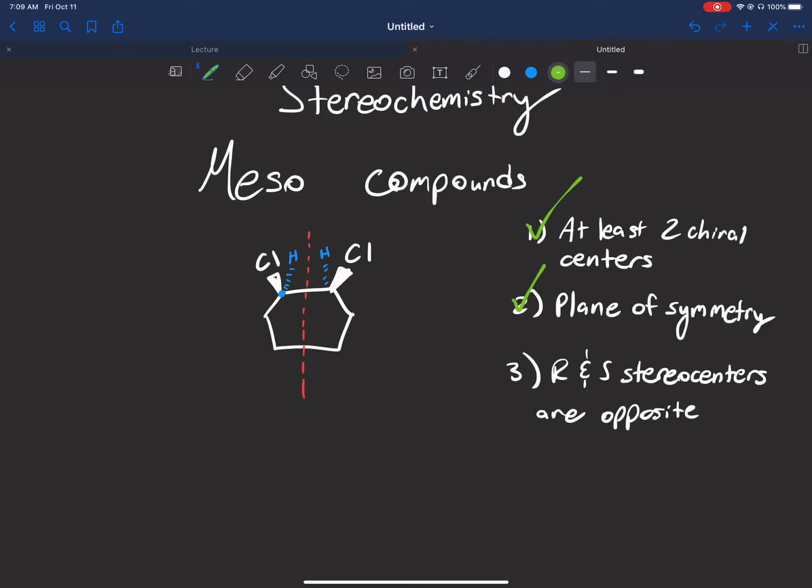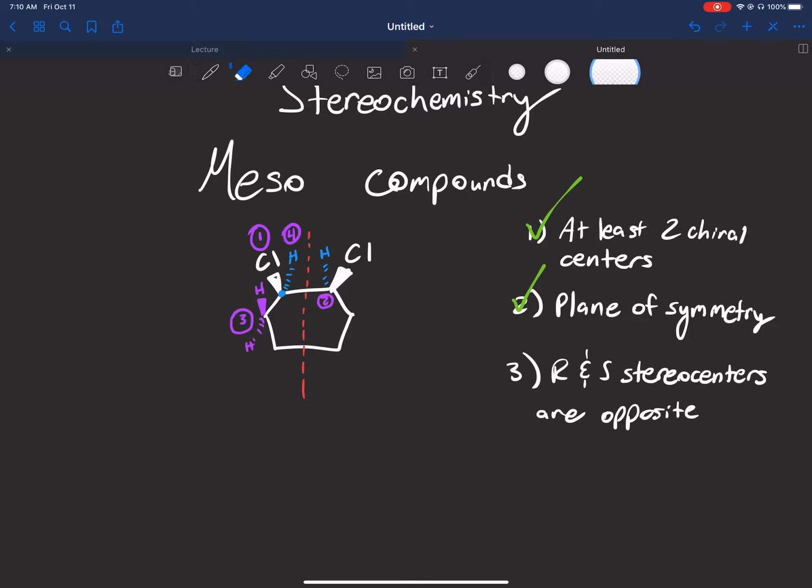Let's start numbering our priorities. Let's do that in purple. So our chlorine here would be number 1. The carbon chain over on this end right here would be number 2, because it's connected to a chlorine, whereas the one over here that I'm labeling as number 3 is going to be connected to 2 hydrogens. A chlorine is higher priority than 2 hydrogens, so we would assign the carbon with the chlorine as number 2, and this hydrogen right here gets number 4.